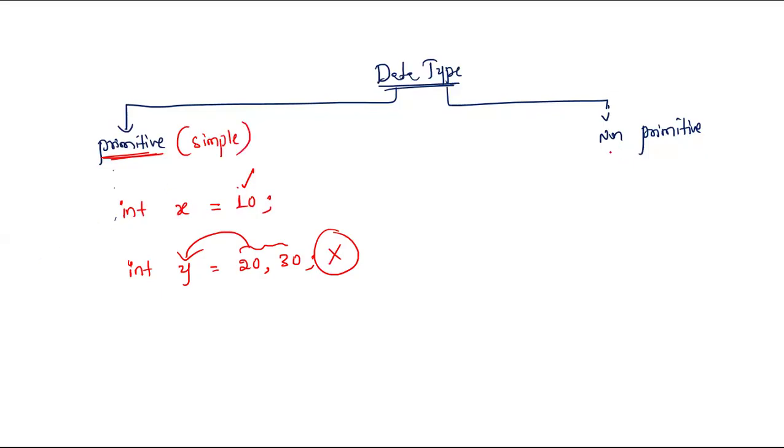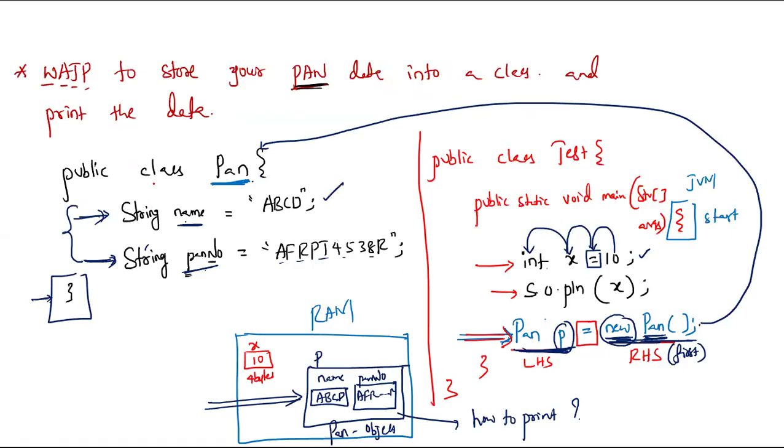When it comes to non-primitives, we have seen one example of string. But now if I use a class concept, by using the class, just now we had a discussion. In this class, how many values can we store?